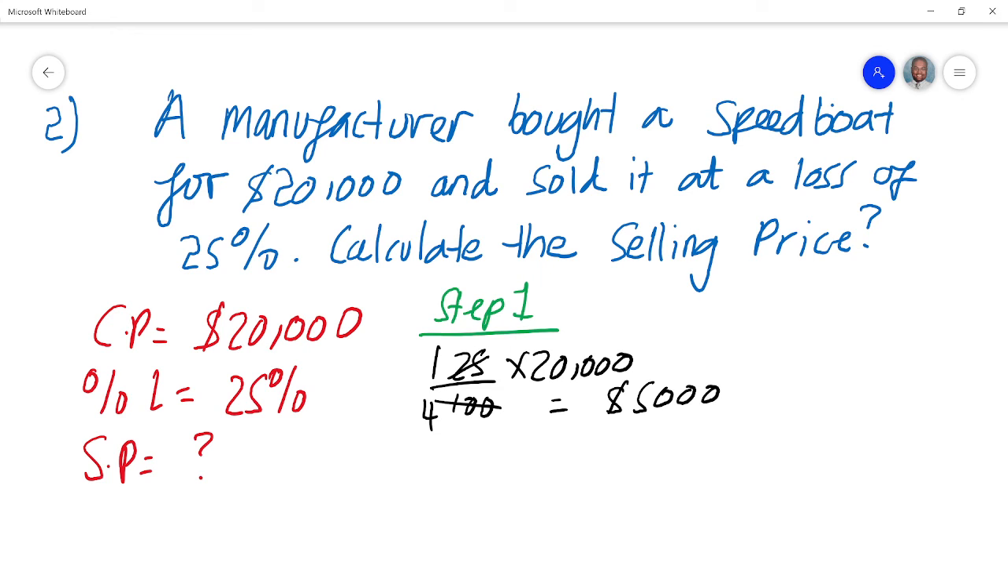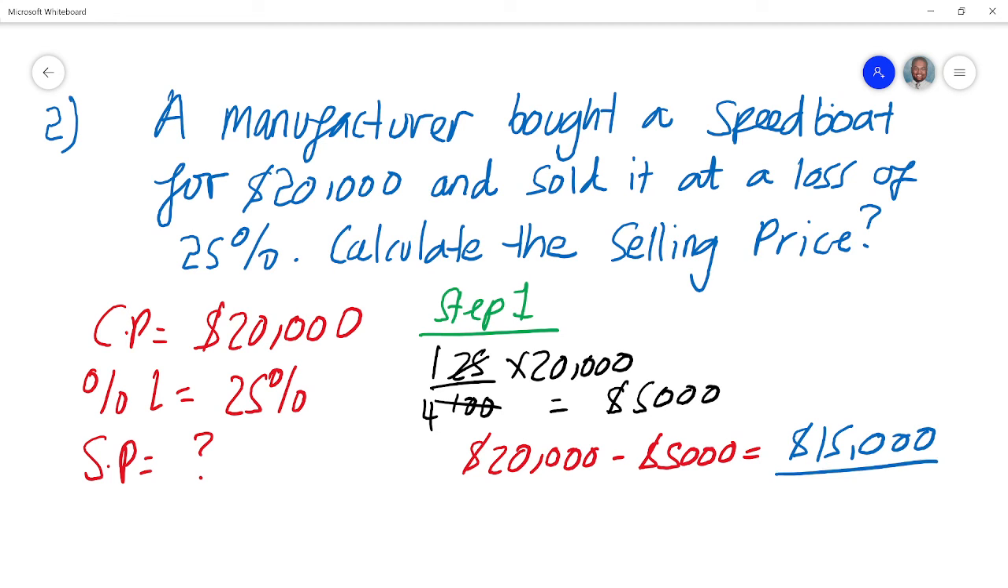And then what you now need to do is subtract, because it's a loss. If it's a profit, you add to $20,000. In this case, you're going to subtract $5,000 from $20,000, and you're going to get $15,000 as your selling price. That makes sense because $15,000 is less than your cost price of $20,000. So that's step one. You get 25% of 20,000, which is 5,000, and you subtract it to show that you've incurred a loss.